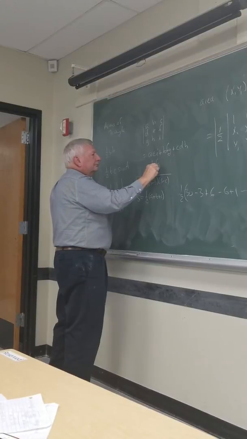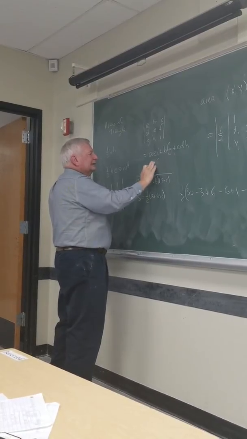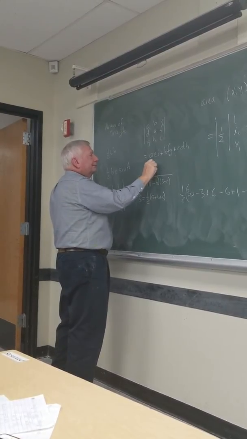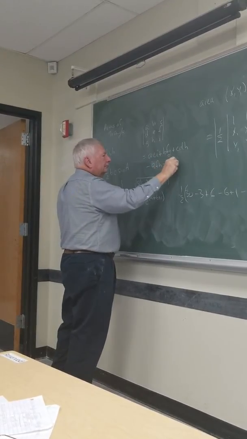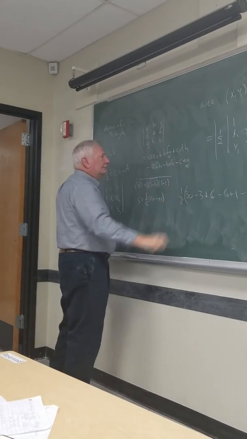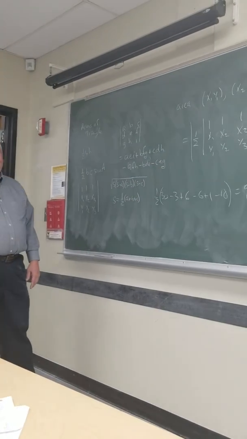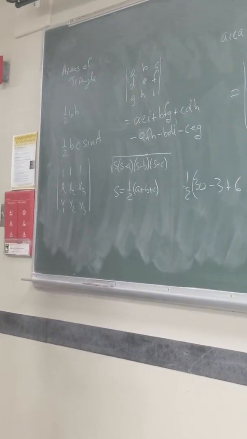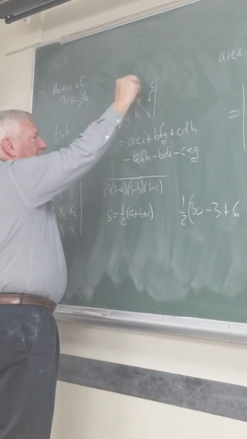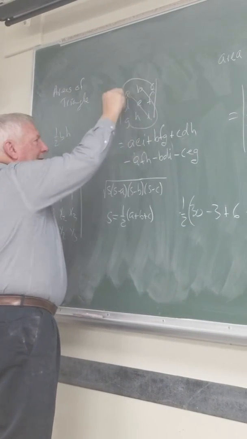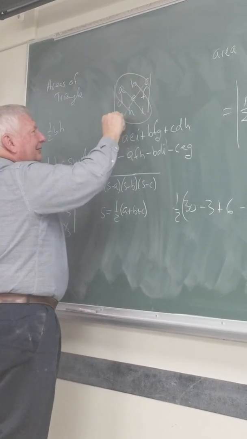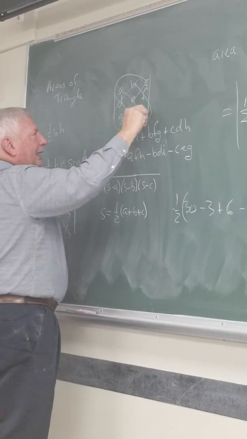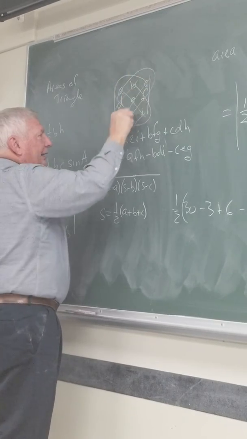Left to right, and then left, right, and then left to right, and then across. Okay. If you do a pattern here, AEI plus BFG plus CDH minus CEG minus BDI minus AFH.